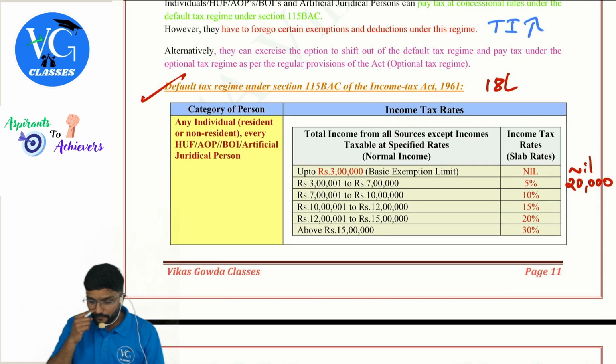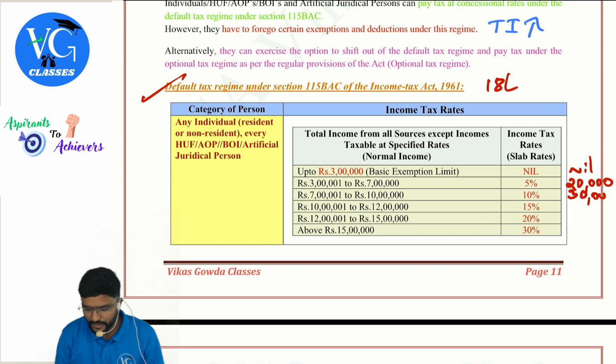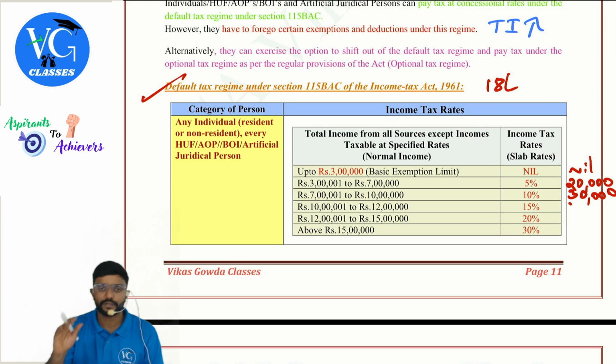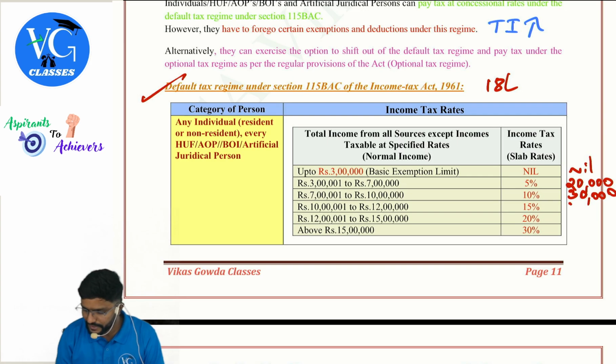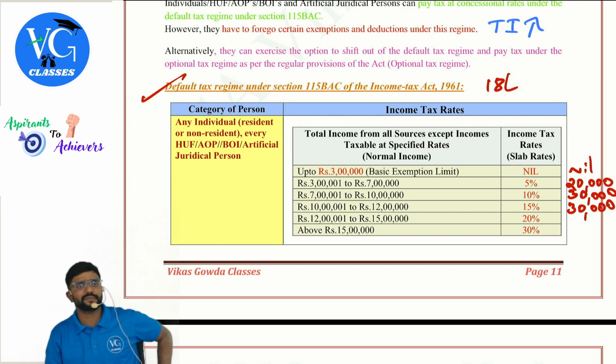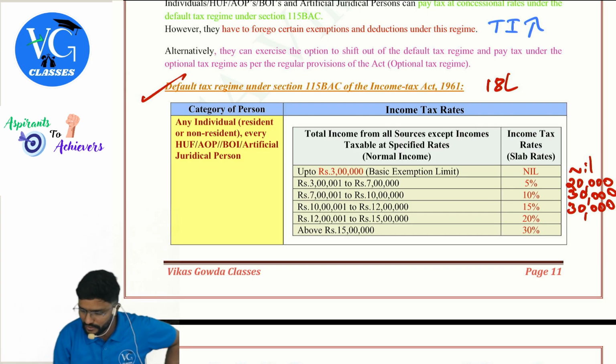Next, from 7 lakh to 10 lakh, the difference is 3 lakh. On that, 10%, 30,000. Next, 10 lakh to 12 lakh, the tax rate is 15%. Sorry, the difference between upper limit and lower limit is 2 lakh. On 2 lakh, 15%, so 30,000 again. Next, 12 lakh to 15 lakh, the difference is 3 lakh. On 3 lakh, it is 20%, which comes to 60,000.